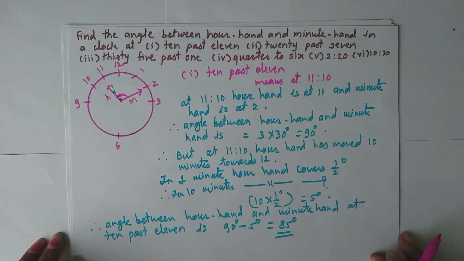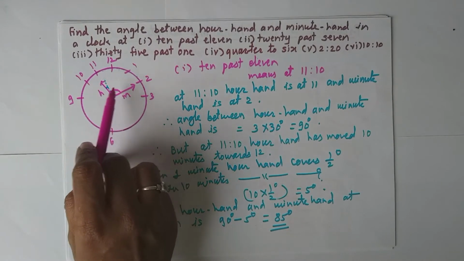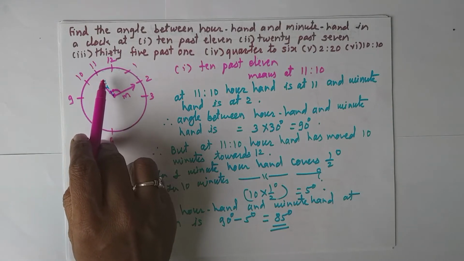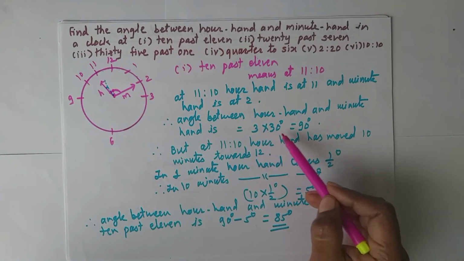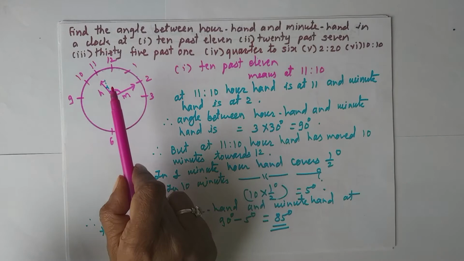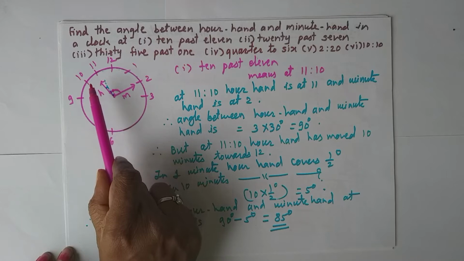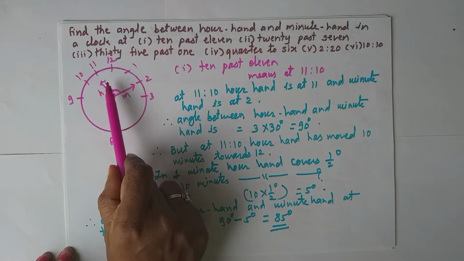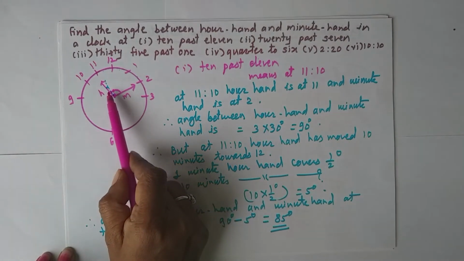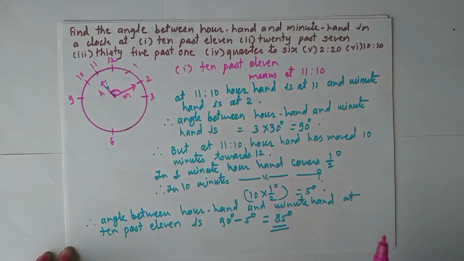Okay. You remember this concept that there are 3 equal divisions in between hour hand and minute hand. In one division hour hand moves 30 degree, therefore in 3 divisions it moves 3 into 30 degree, that is 90 degree. But at 11:10 hour hand moves slightly towards 12. It is not exactly on 11. It has slightly moved towards 12. And that angle is 5 degree. And I have to subtract this 5 degree from 90 degree, and then I will get the exact angle between hour hand and minute hand.